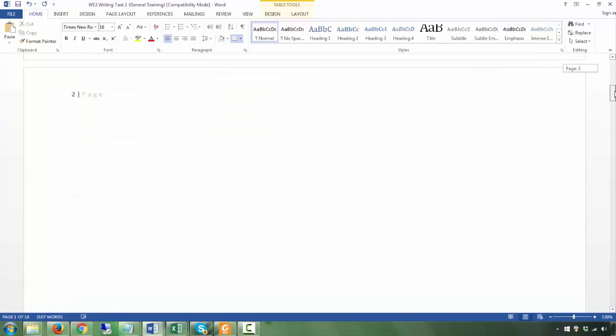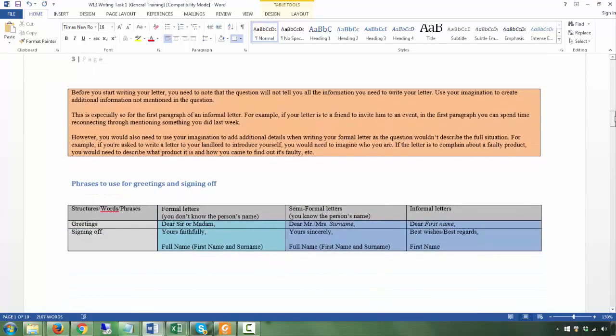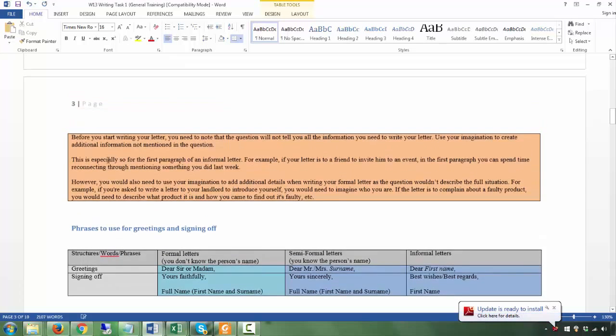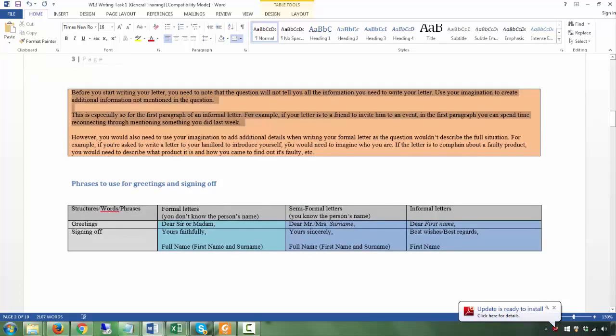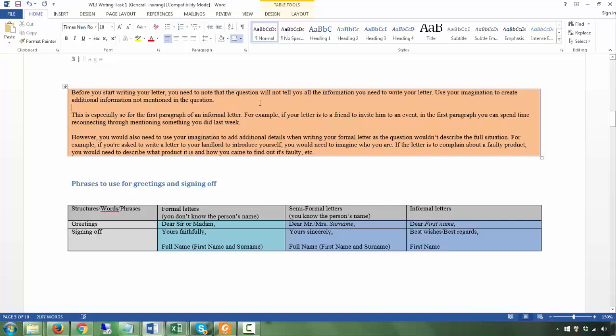Having gone through the structure of the letter, let's go to the phrases that you can use for the greetings. All right, let's just go through this orange part first. It says, before you start writing your letter, you need to note that the question will not tell you all the information you need to write your letter. Use your imagination to create additional information not mentioned in the question. This is especially so for the first paragraph of an informal letter.